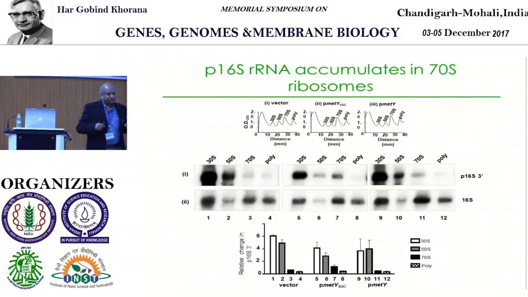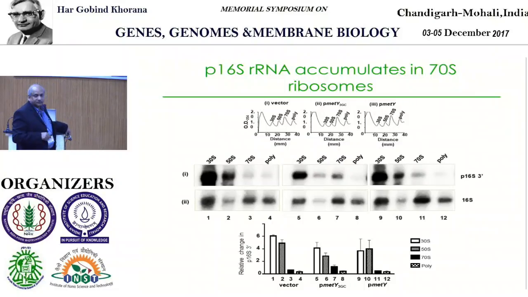Then the question, of course, was whether it is at the 30S level or at the 70S level. Again, he did the experiment where he fractionated the ribosomes or the polysomes on sucrose density. We can isolate the peaks, 30S, 50S, 70S, and polysome, and find out which of these populations accumulates more of the precursor 16S. And he found that in this particular strain, where we are overproducing the 3GC mutant tRNA, we accumulate more into the 70S.